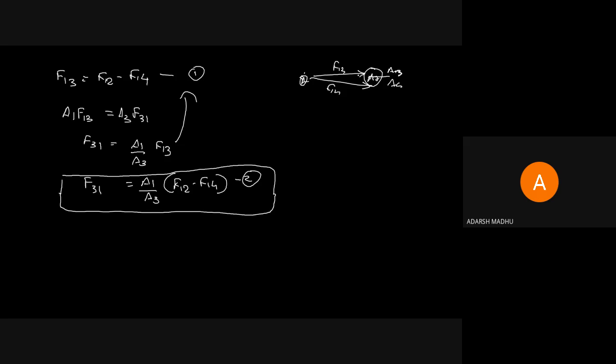In the case of a gray body, it is very difficult to find out the heat transfer rate, because more of the incident radiation is reflected back. Not all the incident radiation is absorbed. Here reflectivity is also there. So in the case of a gray body, it is very difficult to find out the heat transfer rate.